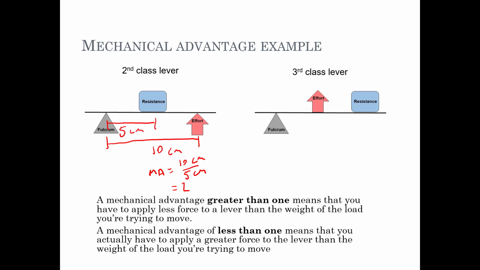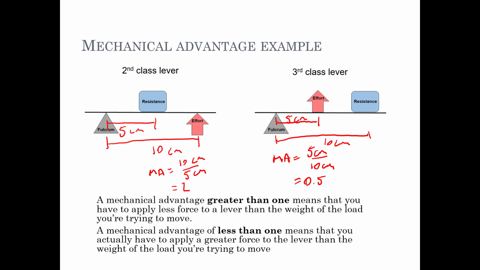Okay. In this case, again, we're going to look at the effort arm divided by the load arm. We'll use the same values. The effort arm in this case is 5 centimeters, and the load arm in this case is 10 centimeters. Again, effort arm divided by load arm. Mechanical advantage equals 5 centimeters over 10 centimeters equals 0.5.